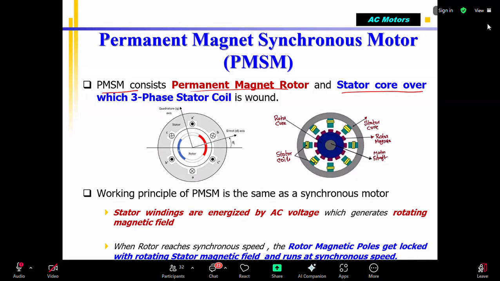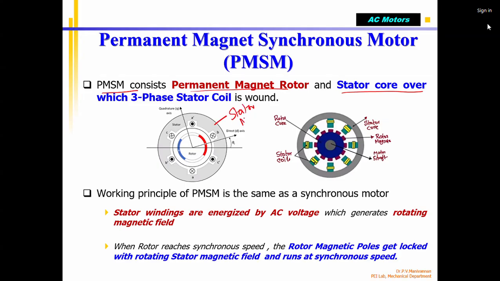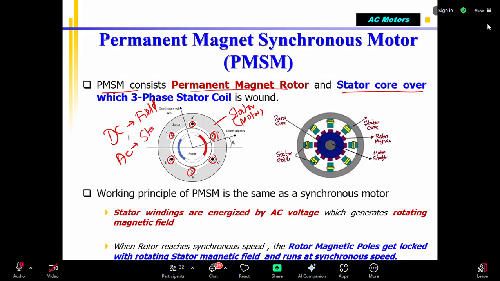The stator coils are in the periphery of the stator. This is the stator body, which is nothing but the motor body, in which there are slots. In the slots, you have coils. These coils are supplied with a voltage. It can be a DC voltage or AC voltage. In a DC motor, it is called a field coil. If it is an AC motor, it is called a stator coil. Field coil, stator coil.